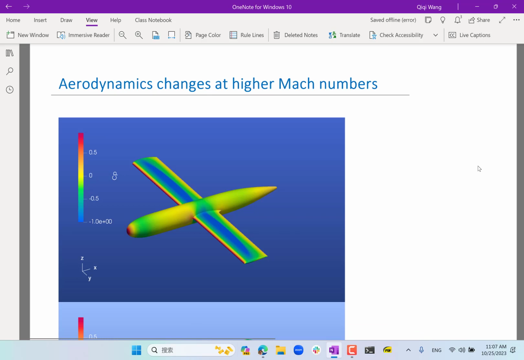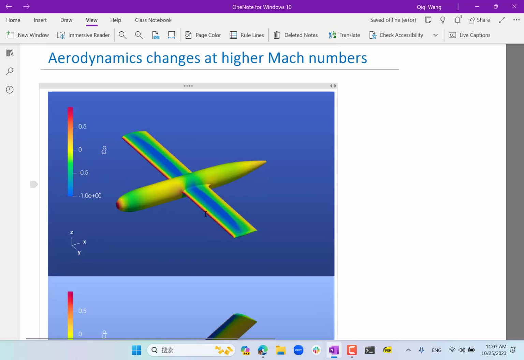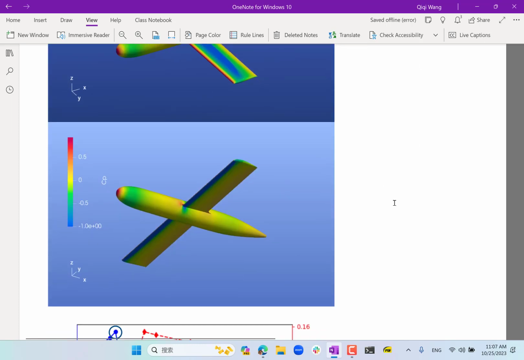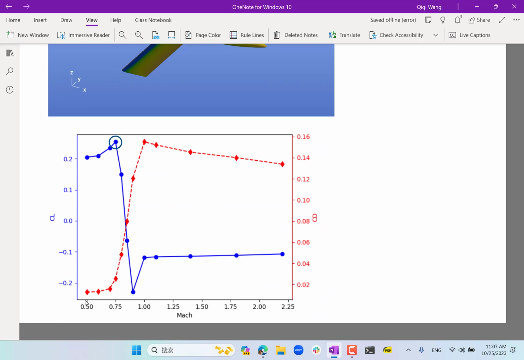First, just to give you a qualitative sense of compressibility: aerodynamics actually changes very remarkably at higher Mach numbers, before you get to supersonic. This is a very simplified geometry, just a wing-fuselage combination, with a NACA 4412 airfoil, so a cambered airfoil, and relatively thick. This is the lift coefficient and drag coefficient and how they depend on the Mach number at the same 0-degree angle of attack.